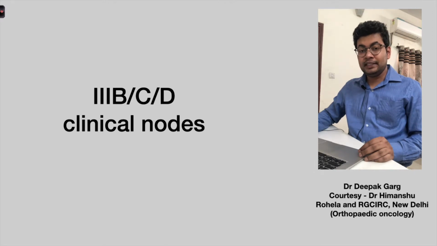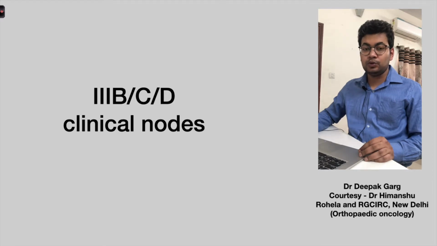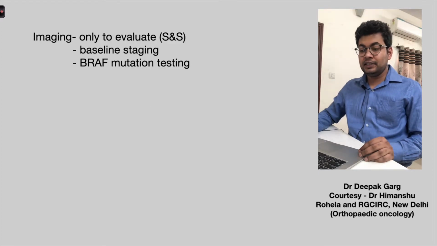If a patient is presenting to us in the OPD with a suspected malignant melanoma lesion on the extremities and a clinically palpable lymph node, or a suspicious lymph node on imaging investigations, how should we proceed? We should do imaging to evaluate the signs and symptoms of the patient. We should do the baseline staging.